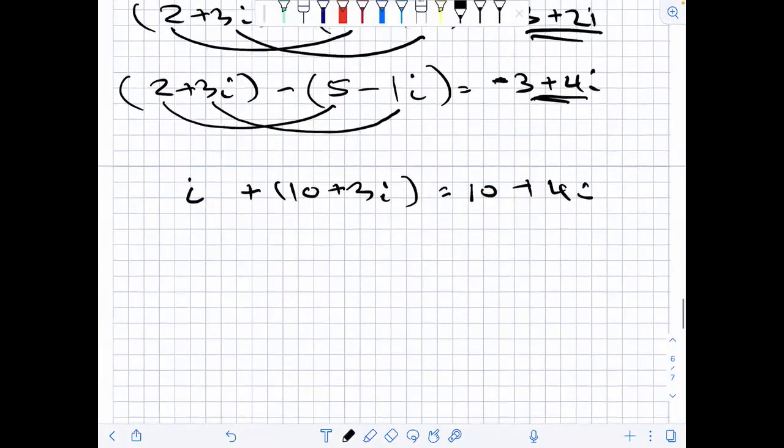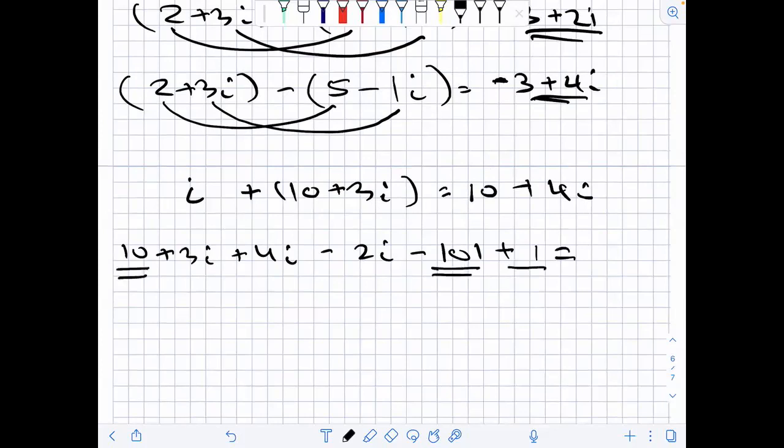What if they gave me a big line of things that I need to add? Let's say 10 plus 3i plus 4i minus 2i minus 101 plus 1. And I need to calculate all this. So now we know to add and subtract. All we have to do is take all the real parts and add them. So 10 minus 101 plus 1. Minus 101 plus 1 gives minus 100. 10 minus 100 gives minus 90.